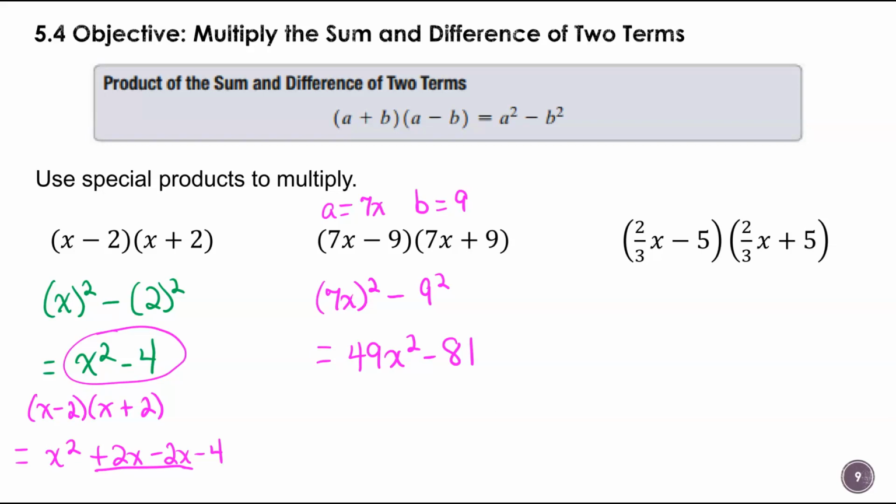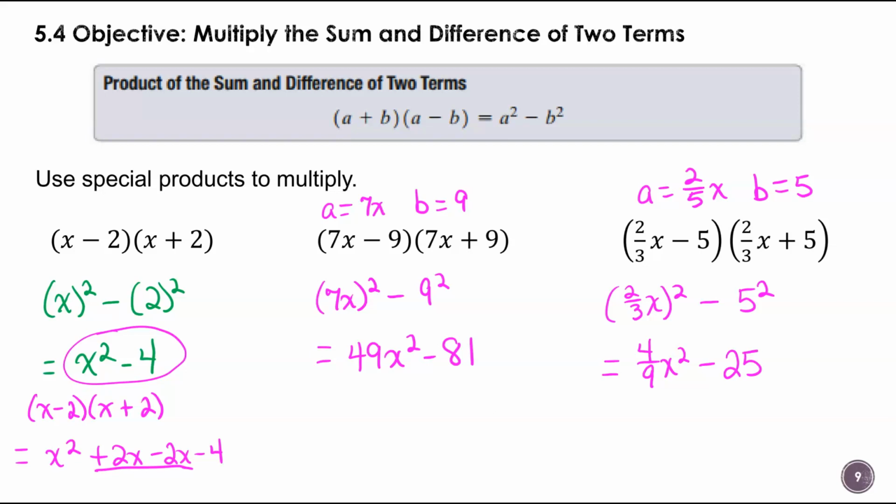And then last, here we have my a would be 2/3 x, and b would be 5. So we have a squared minus b squared. Notice I'm just saying minus 5 squared because it's going to be minus 25. So 2/3 squared would be 4/9. So 4/9 x squared minus 25. And that's using that little formula there.